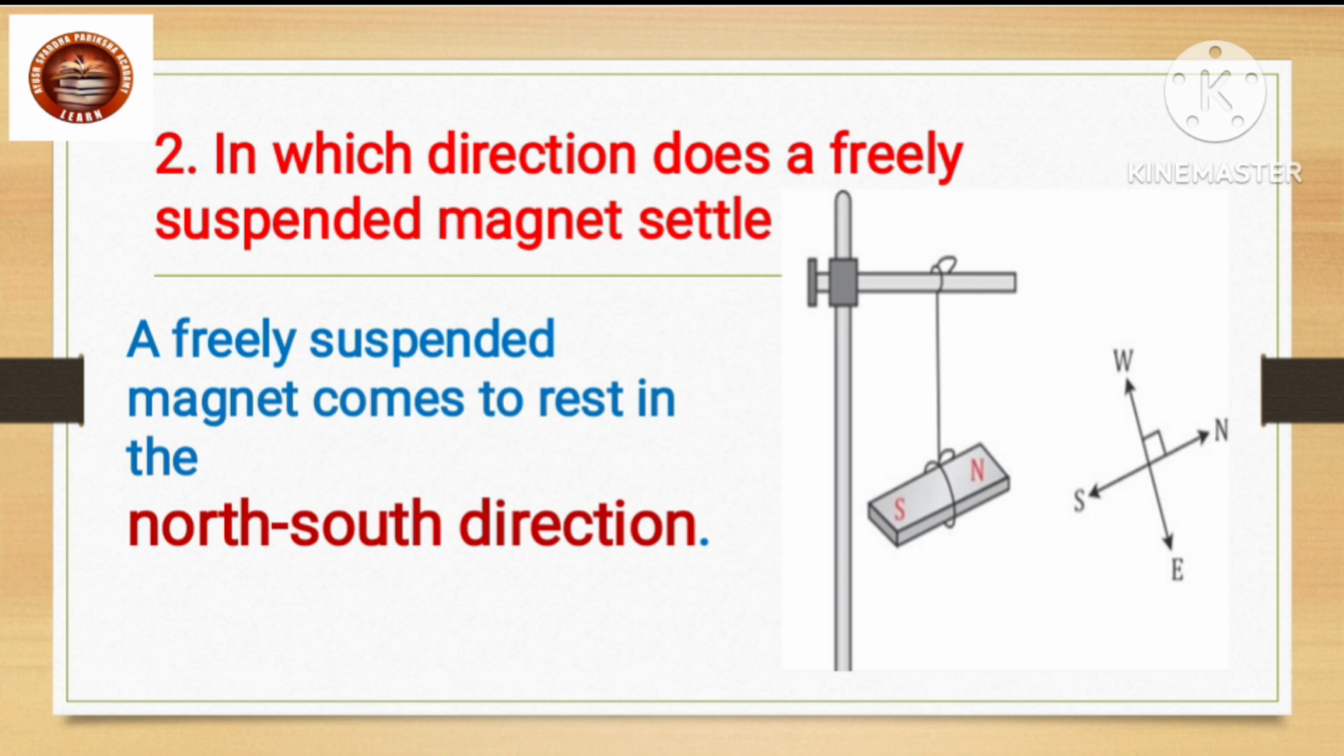Question second. In which direction does a freely suspended magnet settle? A freely suspended magnet comes to rest in the north-south direction.